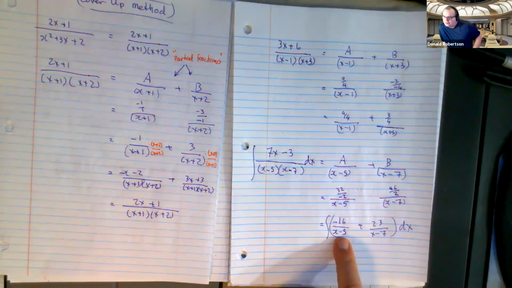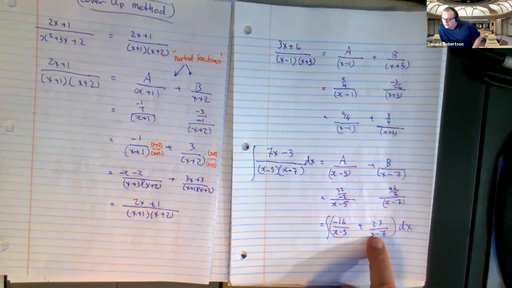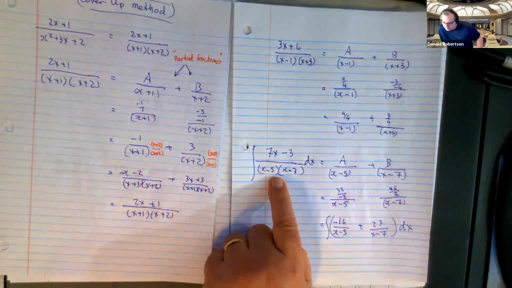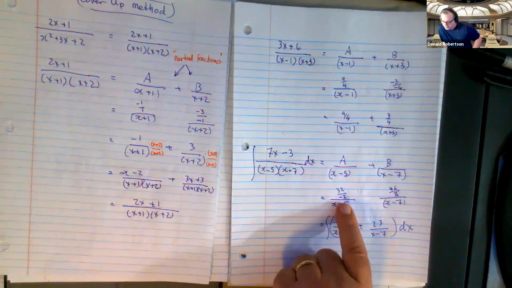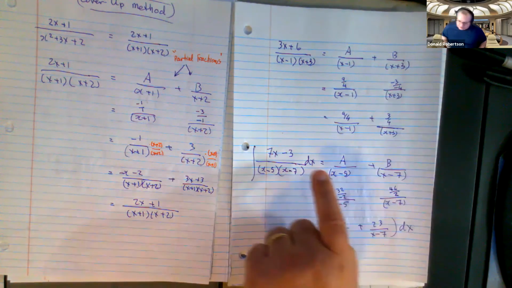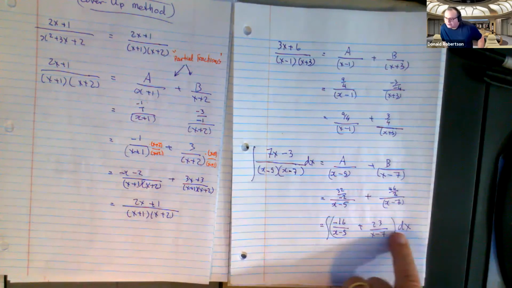Isn't this guy just going to be negative 16 natural log of x minus 5, and this guy's going to be 23 natural log of x minus 7. So what we've done essentially is take an integral that we don't know how to do, break it into its partial fractions, and since these are the same as that one, integrating this is the answer to the integration of that.